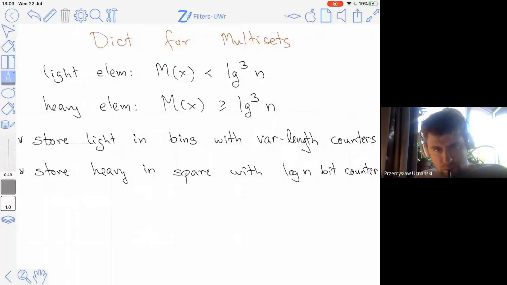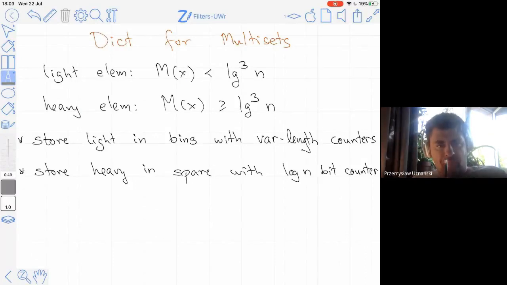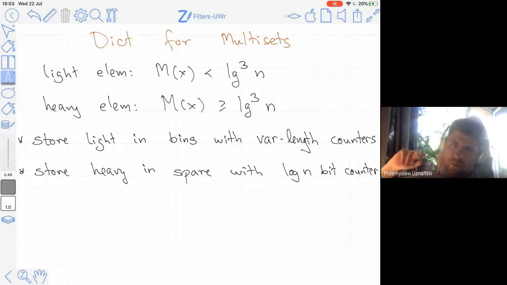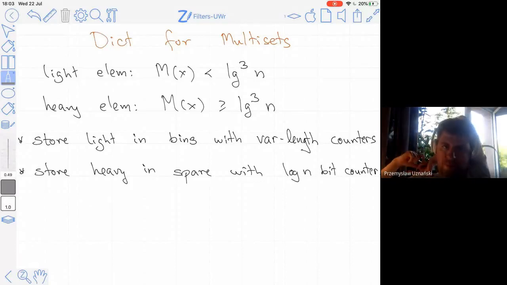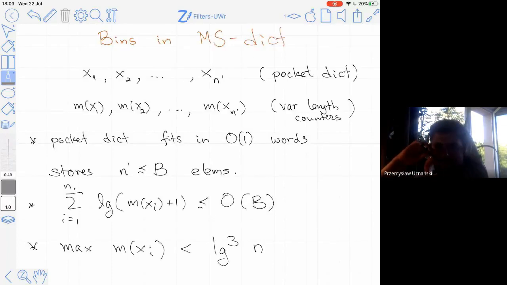Again, we distinguish between light and heavy elements. Light elements are elements whose multiplicity is bounded by log cube. Heavy elements are the elements whose multiplicity is at least log cube. We store the light elements in bins with variable length counters, and we store the heavy elements in the spare with log n bit counters. So we have to use variable length. We have to adjust to the multiplicity of an element. Well, it's not so easy. Let me elaborate a little bit more on how we do this.